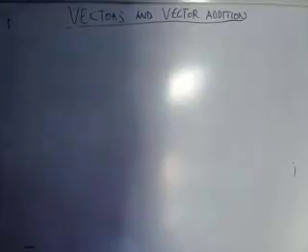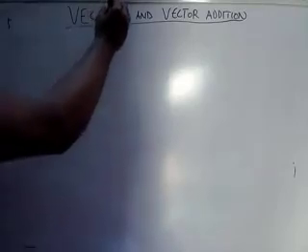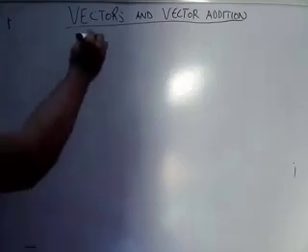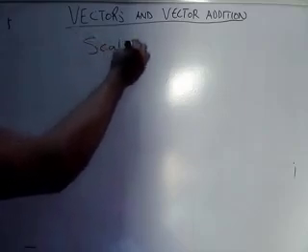Welcome class. We're still on the topic vectors and vector addition. In part 1 and part 2 of this video, I explained what a scalar is and what a vector is. I told you that scalars are those quantities which are described by their size or magnitude only. I let you know that scalars have no direction.